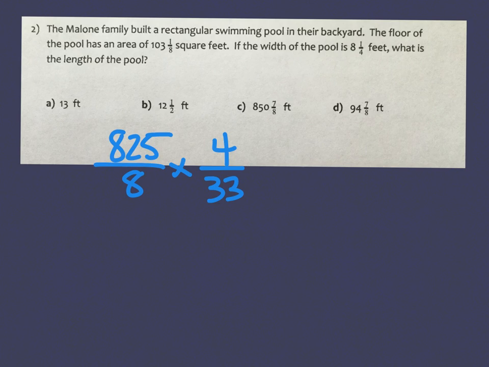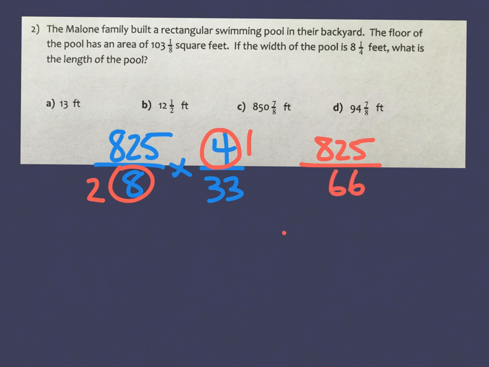825 eighths times 4 33rds. So a couple things for us to do here. We can cross simplify diagonally. I can make the 4 a 1. 4 divided by 4 is 1. 8 divided by 4 is 2. Now I can multiply straight across. 825 over 2 times 33, which is 66. 825 divided by 66.